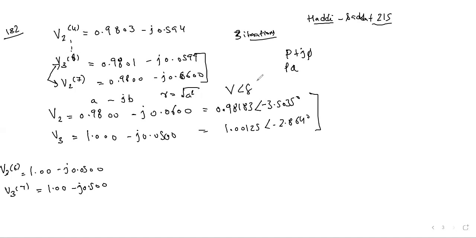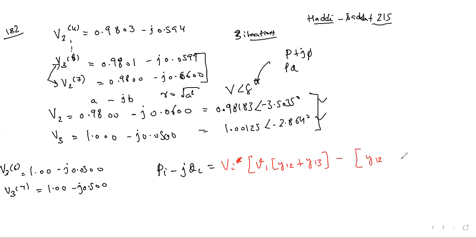You did not have the voltage and angle at the PQ buses, but after doing these iterations and putting in the formula, you got these voltages. Now, with the knowledge of what you have obtained, you can calculate the value of P1 minus jQ1. You have that formula: V1 conjugate into V1 Y12 plus V1 Y13, minus Y12 V2 plus Y13 V3.